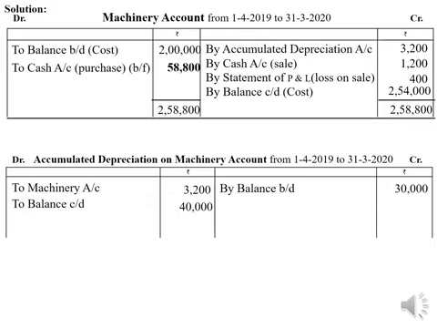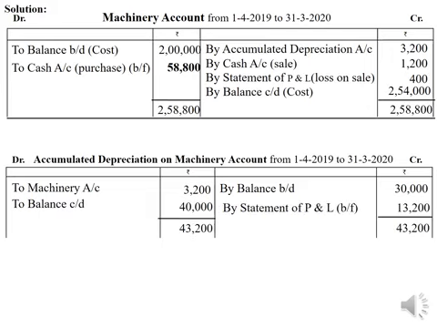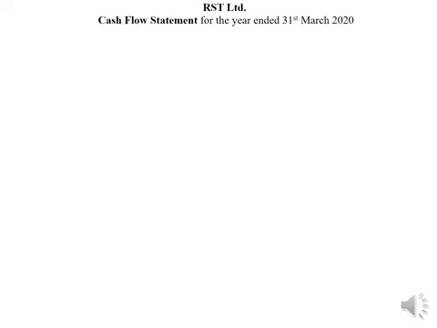Then balance carried down 40,000. The balancing figure of rupees 13,200 has to be debited to the statement of P&L, that is, the accumulated depreciation charged to profit and loss on the machinery account is rupees 13,200. So, prepare the cash flow statement.